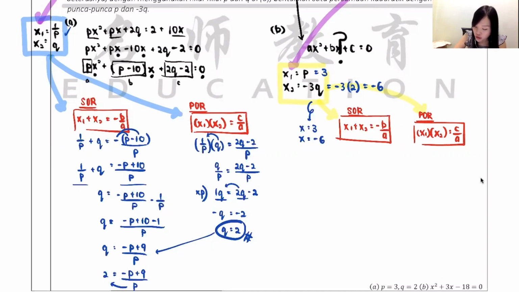I sub in. So my X1 is 3. My X2 is negative 6. Okay? Isn't it equals to negative B over A? Can anyone tell me? Look at me. Can everyone tell me, is the B negative 10? Very good, Alfred. No. Guys, you know why no? I repeat one more time. I'm scared your short-term memory, man.